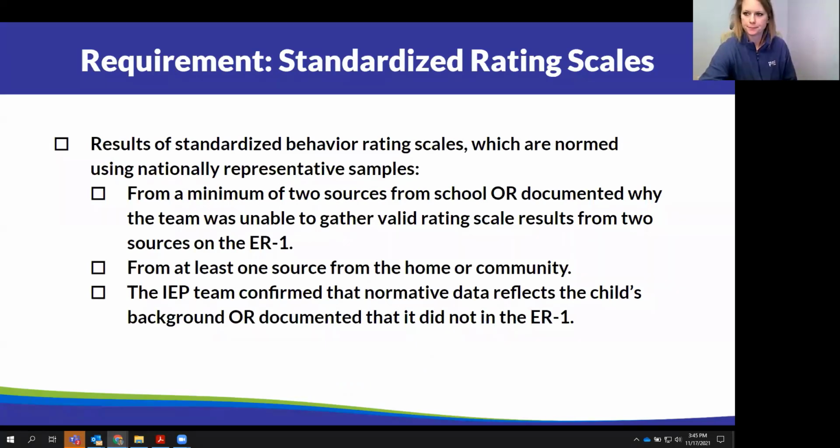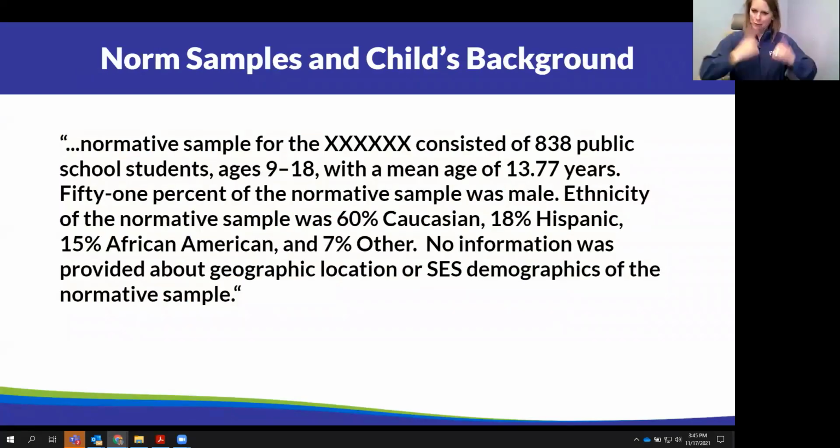All right, the standardized rating scales received a lot of questions, so we're going to break it down into smaller parts. But first, I'm going to start with some examples from normative samples. There are a lot of questions about the normative samples and whether or not they represent the student. So this example is from the Buros Mental Measurements Yearbook. Don't worry if you missed that name. I have it linked in a couple of slides.